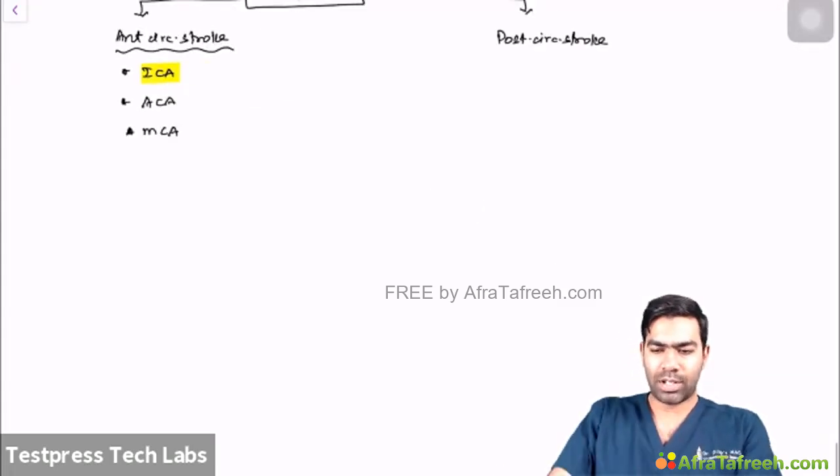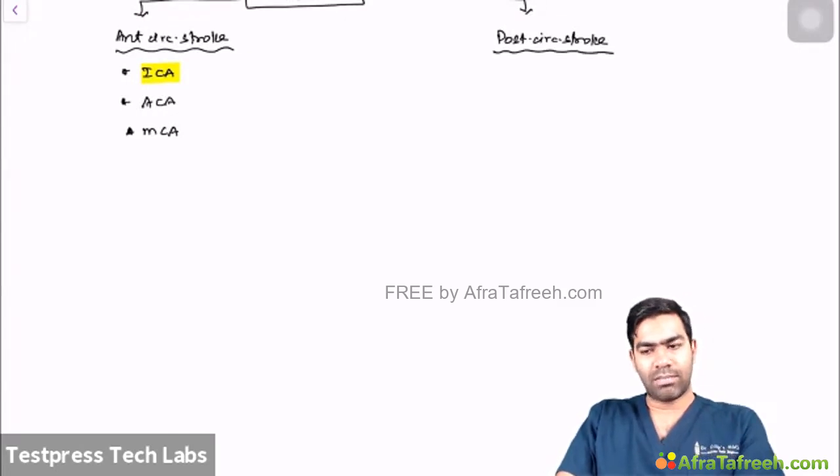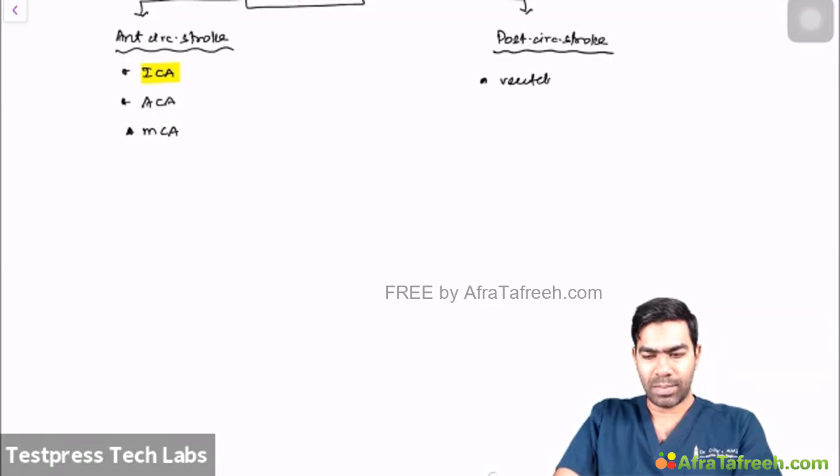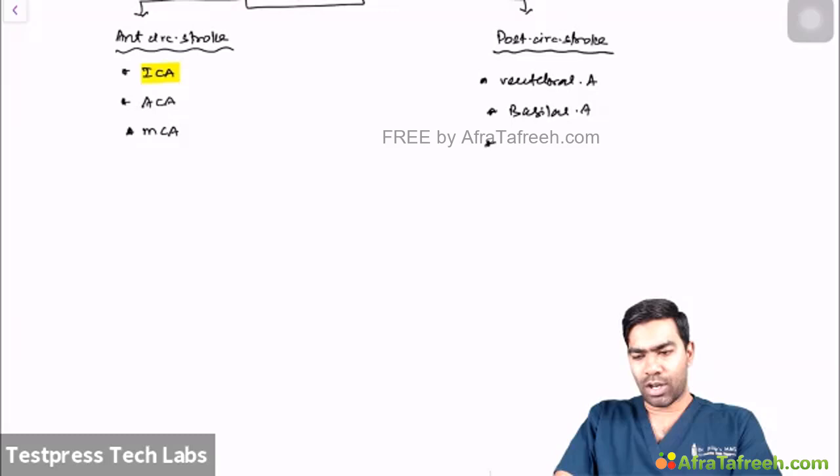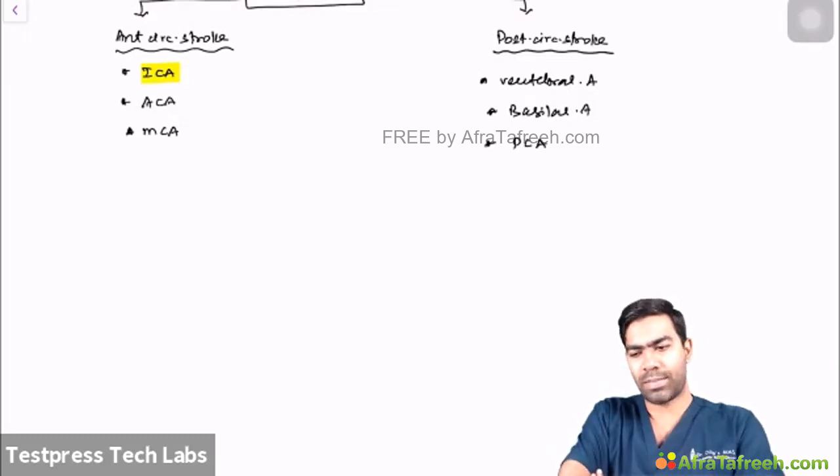As far as the posterior circulation stroke is concerned, it's commonly called the vertebrobasilar system. Which means either the lesion is in the vertebral artery, or in the basilar artery and its branches. The basilar artery finally bifurcates into two posterior cerebral arteries, so the lesion can be in the posterior cerebral artery. These are the usual arteries affected in a posterior circulation stroke.